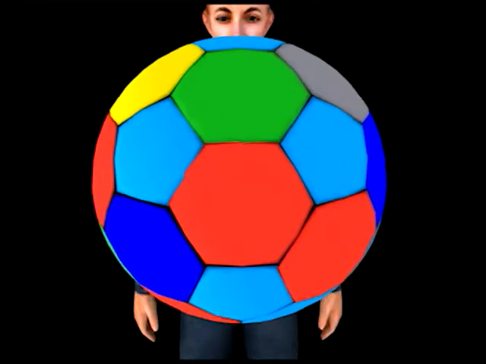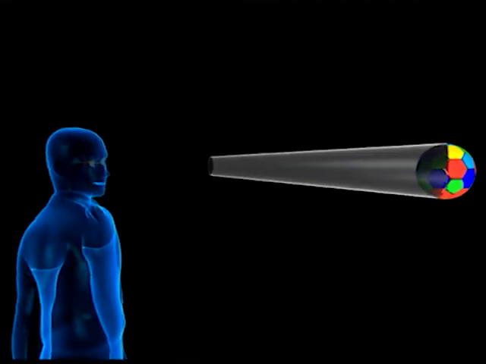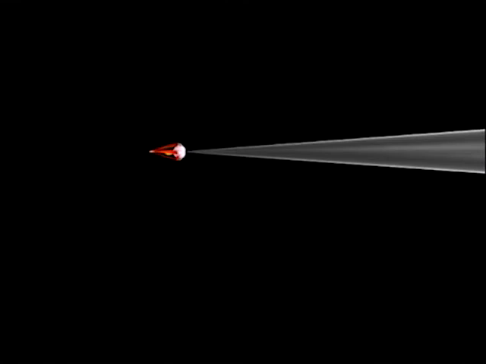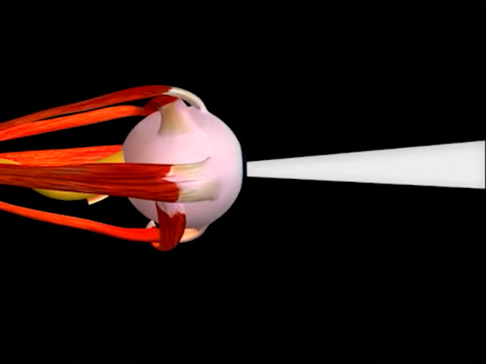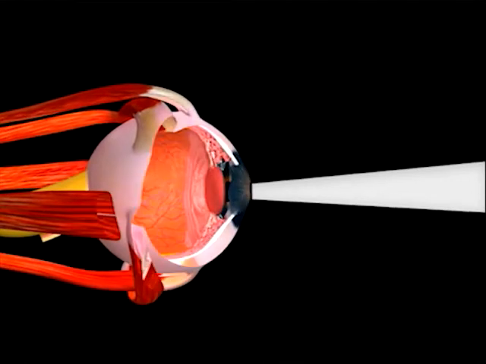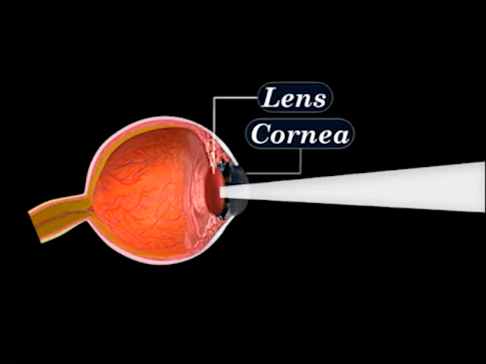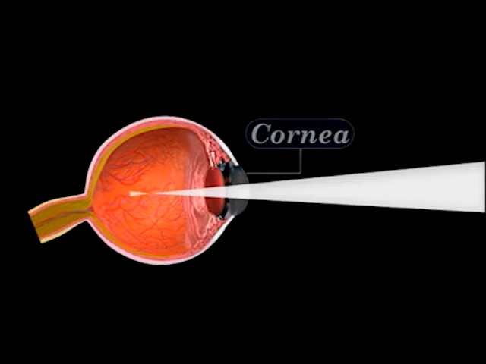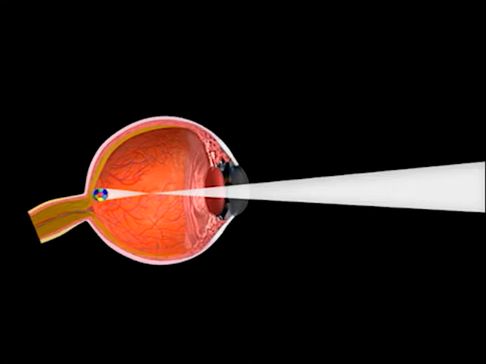Light rays are reflected from the object and enter our eyes. Light enters our eyeballs through the pupil after passing through the cornea and aqueous humor. The light rays are converged first by the cornea and then by the lens. The light wave continues traveling through the vitreous humor. The light wave gets focused, thus allowing an image formation on the retina.